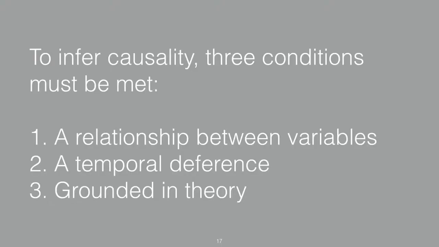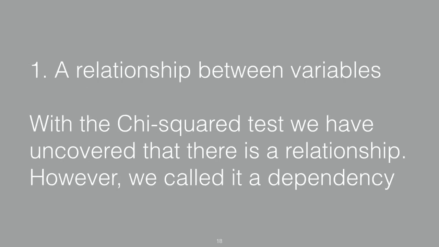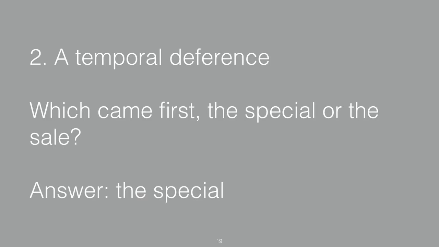Let's infer causality. To infer causality, we need three conditions, and all three need to be met. There needs to be a relationship between the variables, a temporal difference, and it needs to be grounded in theory. Let's examine this with our example. A relationship between variables: with a chi-square test, we have uncovered that there is a relationship. However, we called it a dependency. And there is a significant relationship because our threshold was a p-value of 0.01, and it was much smaller than that. So we have condition 1 satisfied.